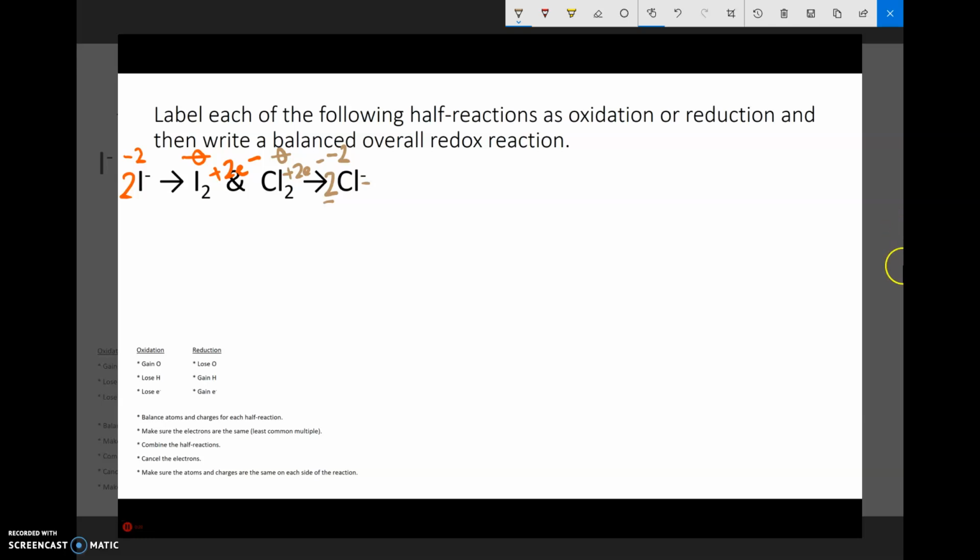Sorry, that's kind of smushy. So I'm going to rewrite these. So right now we've got 2 iodide ions with a -1 charge each, that goes to iodine and 2 electrons. Then for the chlorine, we have a Cl2 plus 2 electrons on the reactant side, and that goes to 2 chloride ions. Okay, notice how I've matched up the arrows.